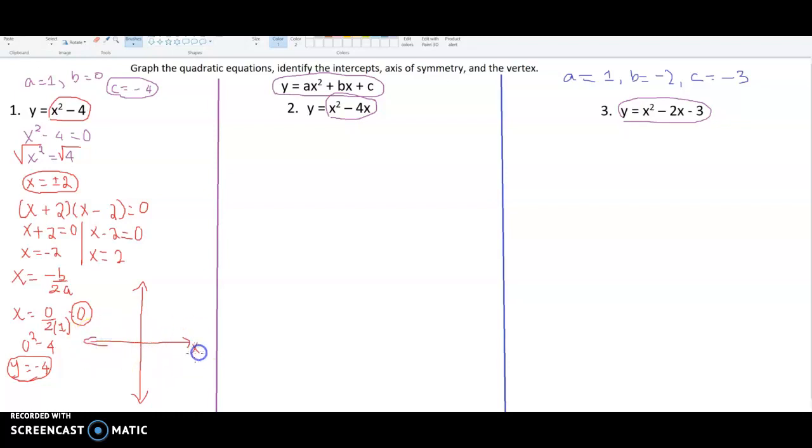There's my x-axis. Always, don't forget, always remember to label them. Okay, c is my y-intercept. That's negative 4. 1, 2, 3, 4. Okay. The x-intercepts that I found earlier are negative 2 and positive 2. Negative 1, negative 2. Positive 1, positive 2.